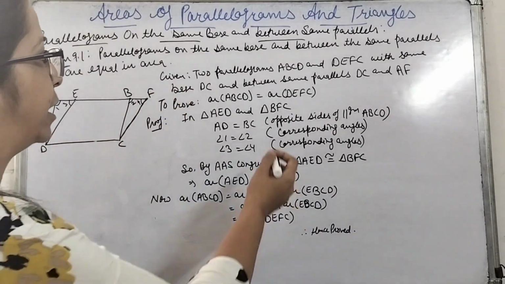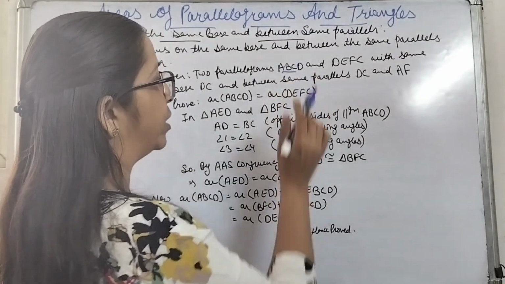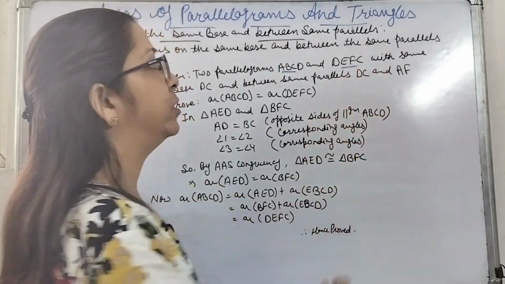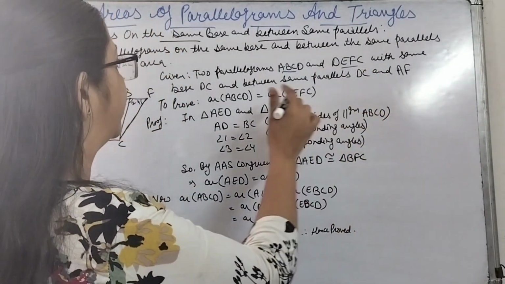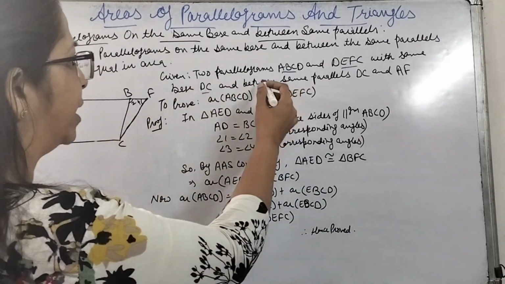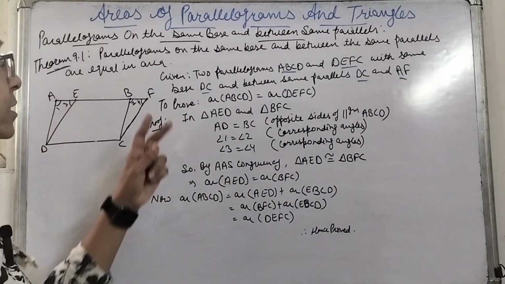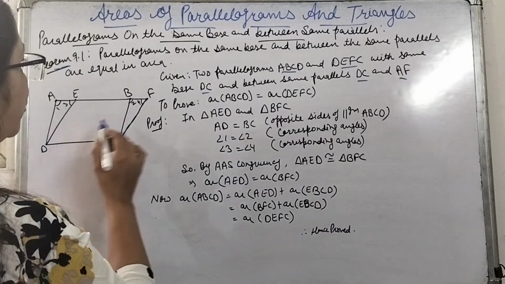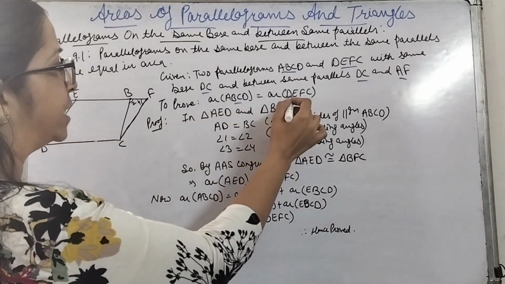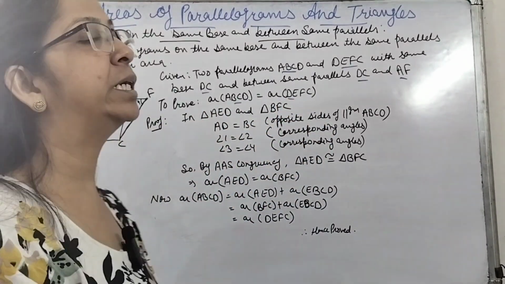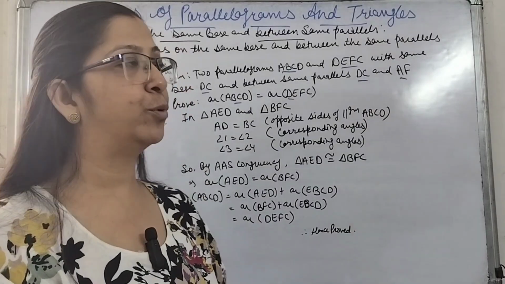Given to us is that there are two parallelograms there. One is your ABCD, another is your DEFC. They are having the same base DC and they are between the same parallels DC and your AF. It is given to us. We have to prove that area of ABCD is equivalent to area of your DEFC. This we need to prove.